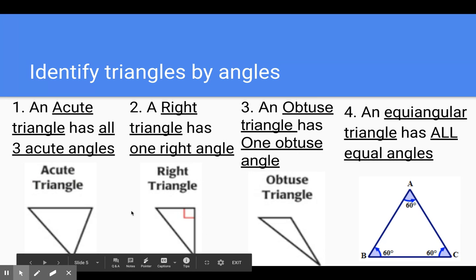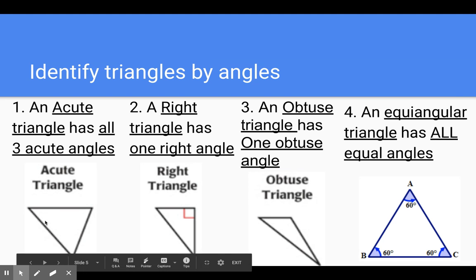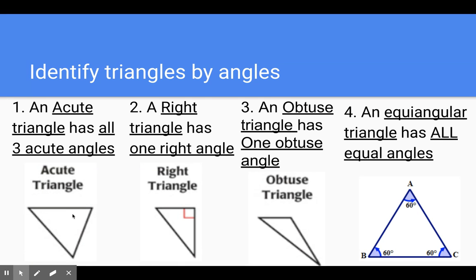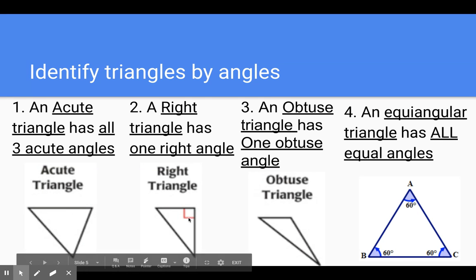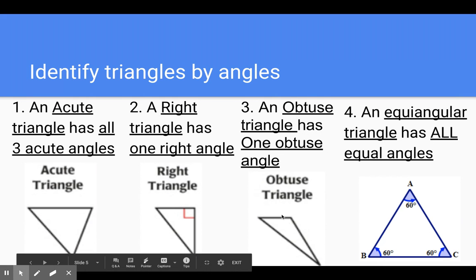Identifying triangles by angles. An acute triangle has all three acute angles. Review: acute means less than 90. A right triangle has one single right angle. You can always tell the right angle by the box. An obtuse triangle has one obtuse angle: one angle that is larger than 90, and two angles that are less than 90.